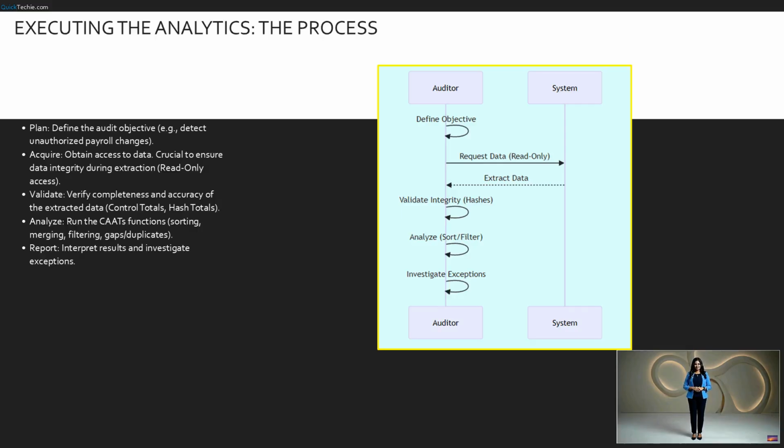Follow the sequence. The auditor starts by defining the objective. We request data from the system strictly read-only. The system provides the extract. Crucially, the auditor validates integrity using hashes or totals before any analysis happens. Then we perform the analysis and investigate the specific exceptions found.